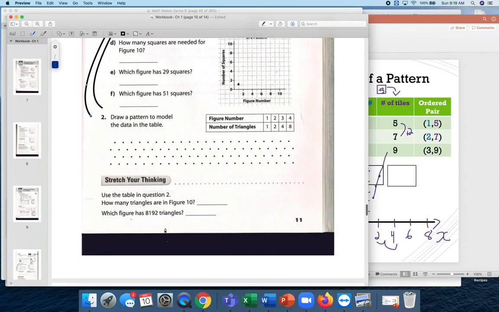The next one is draw a pattern to model the data in the table. Same deal. You're just physically sketching this. And then this one is optional. You can do it if you want to. Okay, that's it. Have fun.